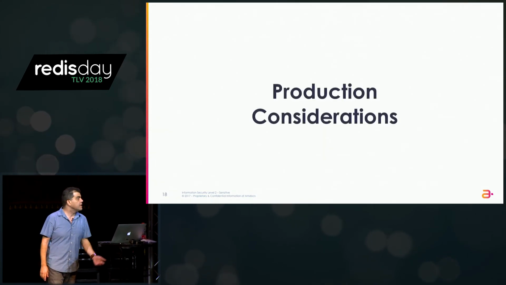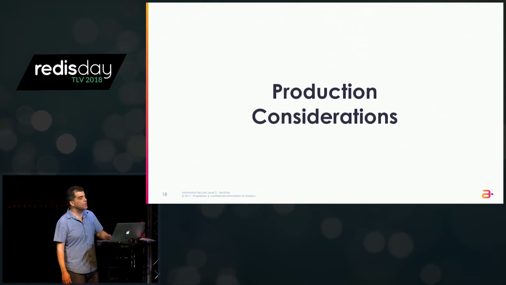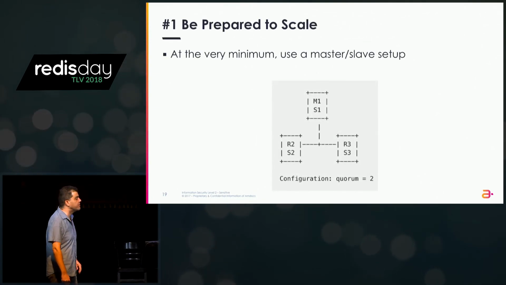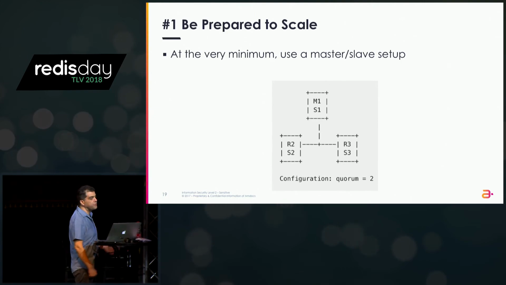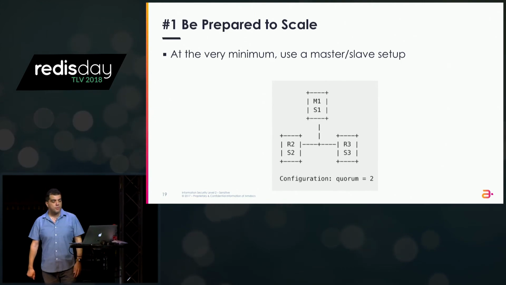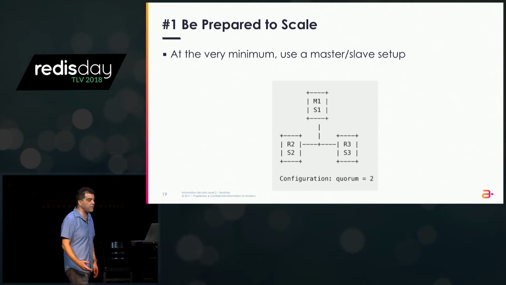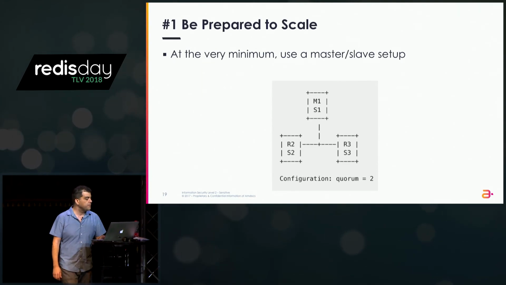All right, so a few production considerations. Some of them are going to be really captain obvious. I'm sorry, but sometimes it's good to remind it. So at a very minimum, if you're going to use Redis in production, always prepare to scale. At a minimum, use one master and two slaves with sentinels for failover.